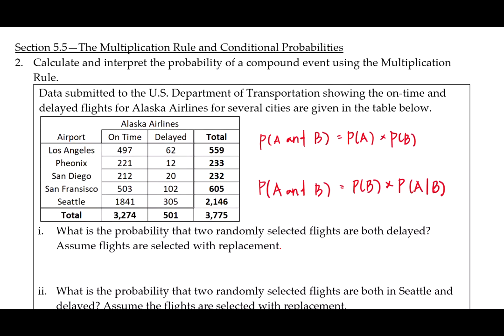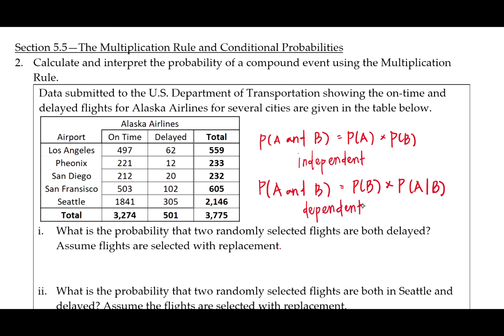A compound event means that I have more than one outcome that I need to be considering together with other outcomes. So I want event A and event B to be happening at the same time. What's the difference between these two formulas? The difference is whether the events are independent, in which case we'll use the first formula, or whether they are dependent. The second formula is also called the general multiplication rule.